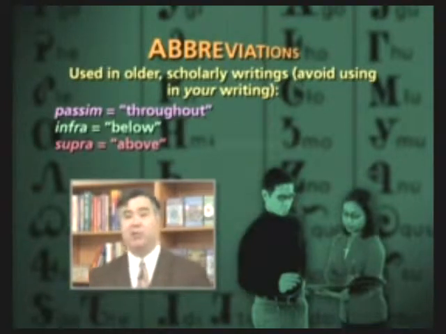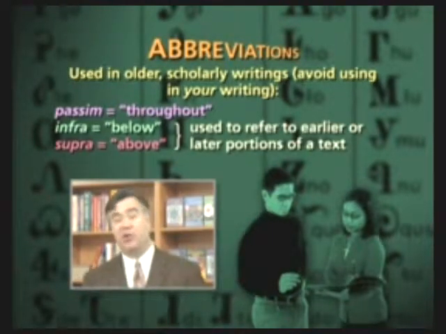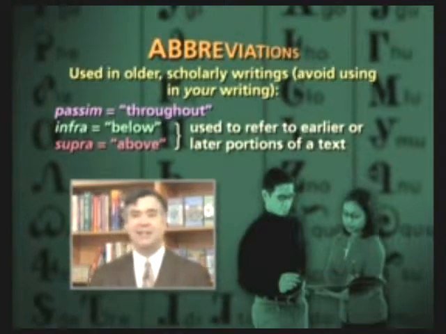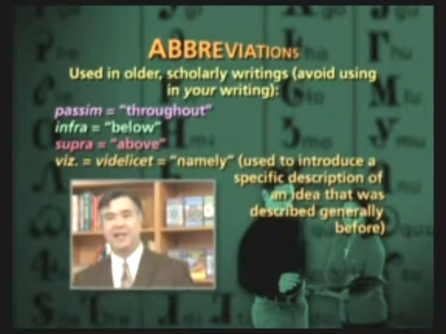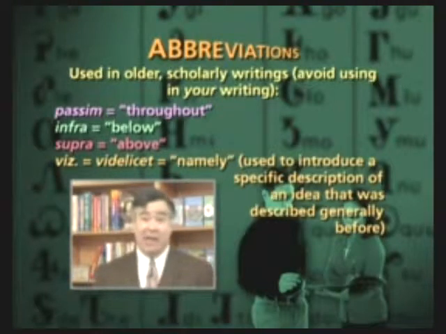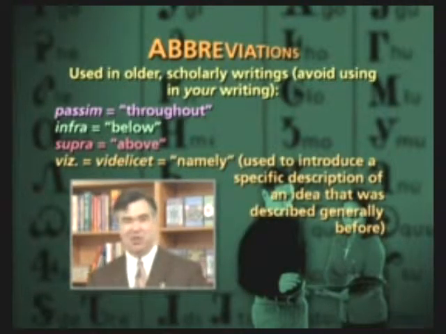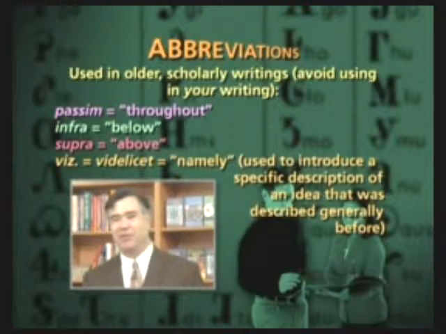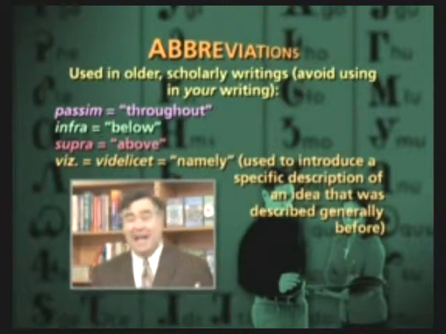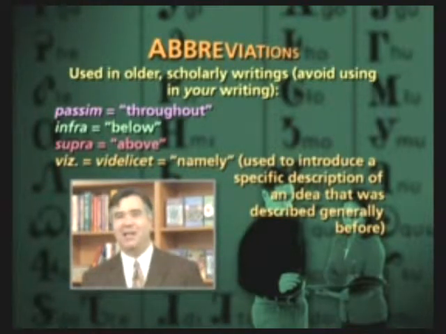And in older scholarly works, these Latin words were used to refer to earlier or later portions of a text. Viz. is short for videlicet, and it means namely. And you might use this to introduce a specific description of an idea that was described generally before. Nowadays, scholars will just say namely, rather than using the Latin abbreviation. As you can see, there are really just a small handful of specialized abbreviations that scholars need to know and use today. Write these few down, practice them, and soon you'll find that abbreviations and Latin terms don't give you any special difficulty.